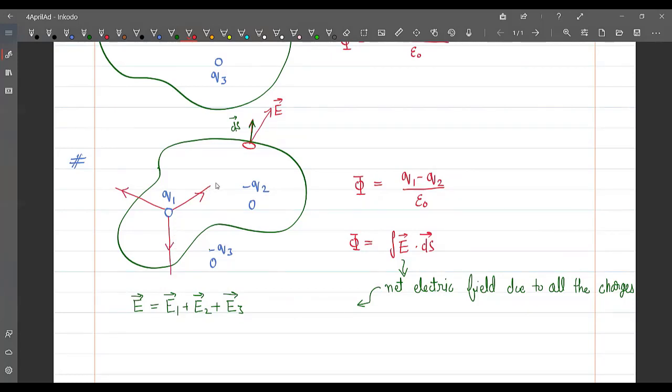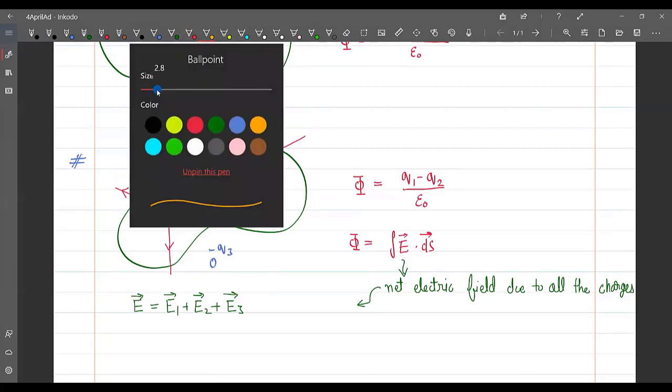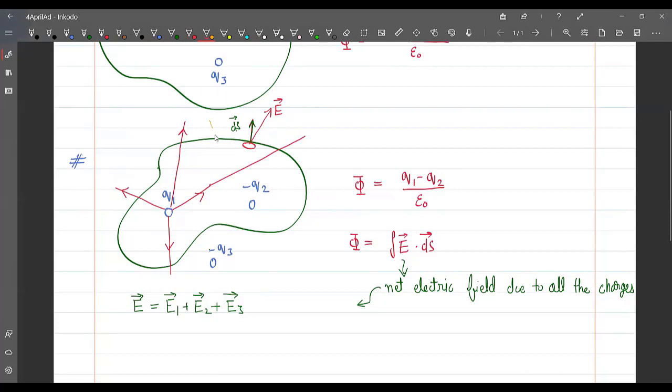And somewhere here it will cross the surface. So all the electric field lines that are given by Q1, they cross the surface. Same goes for Q2. All the electric field lines that are due to Q2 are crossing the surface. So Q1 and Q2 have their E dot ds added up or subtracted.